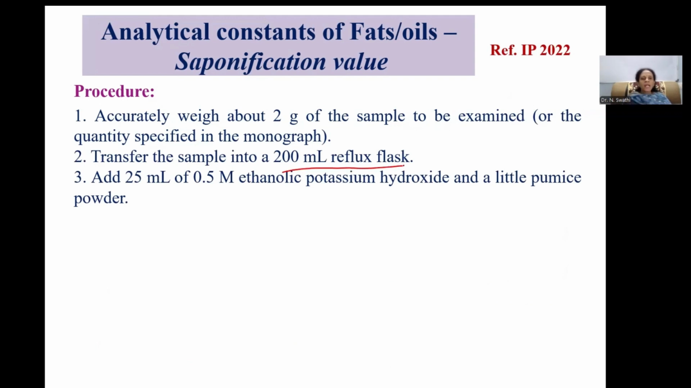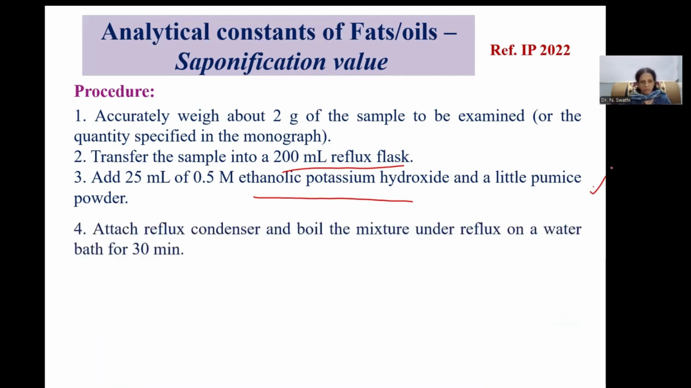Okay, now you add excess of potassium hydroxide. So here we will be adding 25 ml of 0.5 molar ethanolic potassium hydroxide solution. Whenever we prepare potassium hydroxide in analytical titrations, it is usually dissolved in water. But because the given oil sample is water insoluble in nature, here we will be using ethanolic potassium hydroxide solution as the base here.